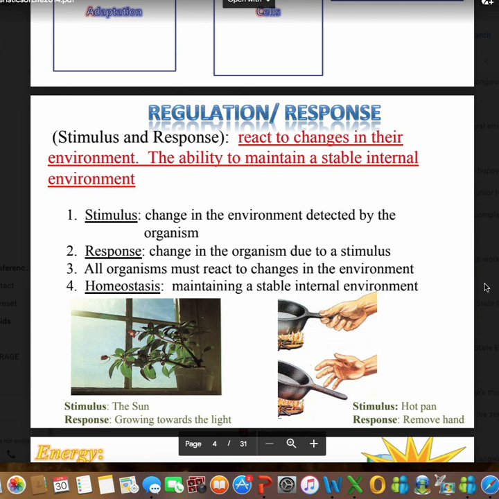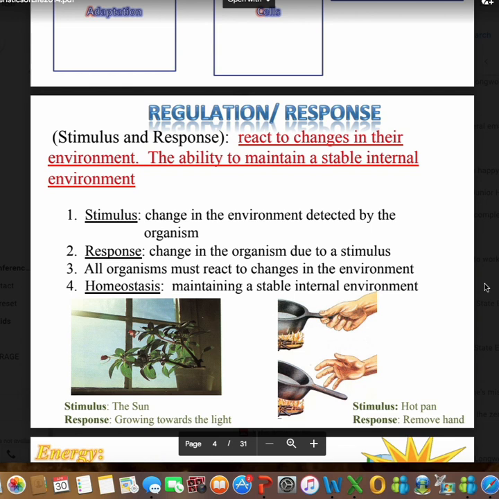If you touch a hot pan, you're not going to keep your hands on it. Your response is to remove it. So the change in the environment is a change in temperature. So remember we talked about heat, and our bodies don't know temperature. They only know changes. So if you touch the hot pan, well, your hand is not hot, but you touch the hot pan, you know, oh, this is hotter than my hand. I better get my hand off of it because this is dangerous.